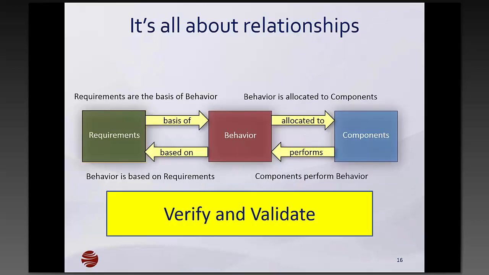Now consider, this is our classic systems engineering schema. We have requirements, which are the basis of behavior, which is allocated to components. The components perform a behavior, and the behavior is based on the requirements. So if you have a sound design, your requirements are fulfilled by the behavior, and the behavior is performed by the components. So you don't really allocate requirements directly to components.